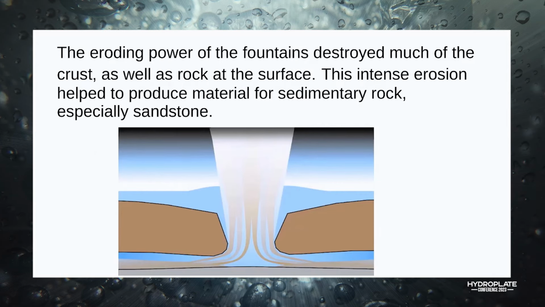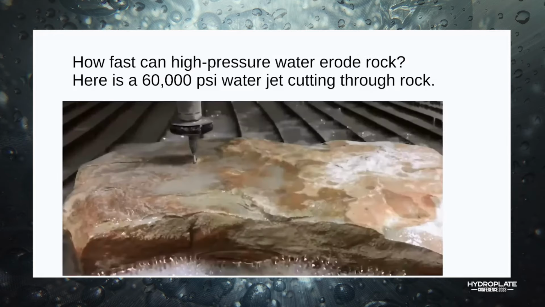Now, the eroding power of the fountains was immense, and it could have dissolved a lot of the crustal rock on either side of the opening. This intense erosion of the crust produced even more sediments. So the sediments were a combination of stuff that was coming up and what was being eroded.